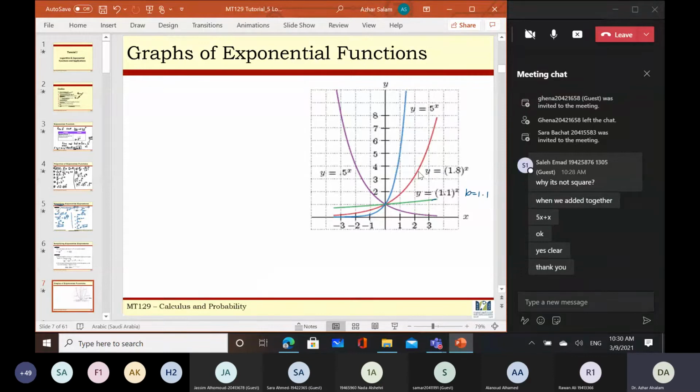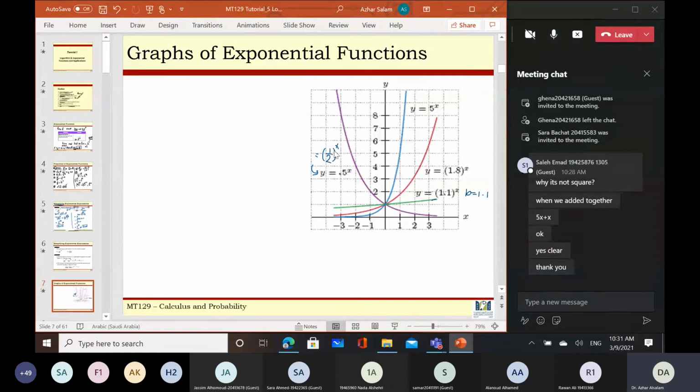Okay, also here, the red one, it's 1.8 all to the power x. And the blue one is 5 to the power x. Okay, and also I have this, the purple one, is 0.5, okay? I can write it like this, 0.5 or a half to the power x. It will be the same. I can write it here as a decimal number, or I can write it as a rational number, a half to the power x.